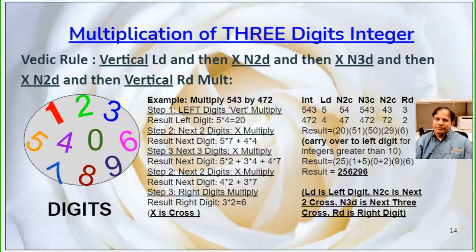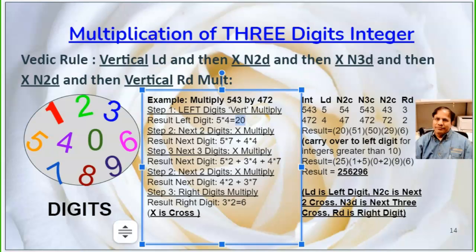Now you can see what I have done on the other sheet by hand. So first thing is left digit multiply vertically, and so this is 5 times 4, which is 20. And then we take 2 digits at a time and multiply. So the multiplicand is 5 times 7. The cross multiplication is 5 times 7 and 4 times 4, which will be 51. And then we end up with 51 shown here.